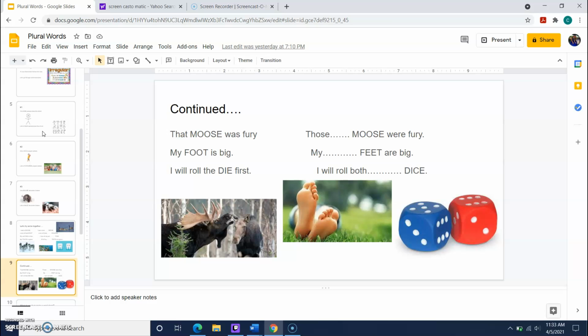The next example, I will roll the die first. So die is a singular term for dice, okay? So then we will change it to I will roll both dice.